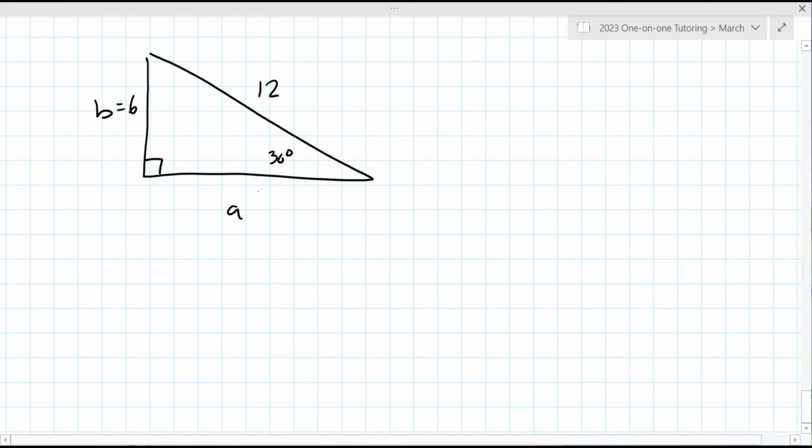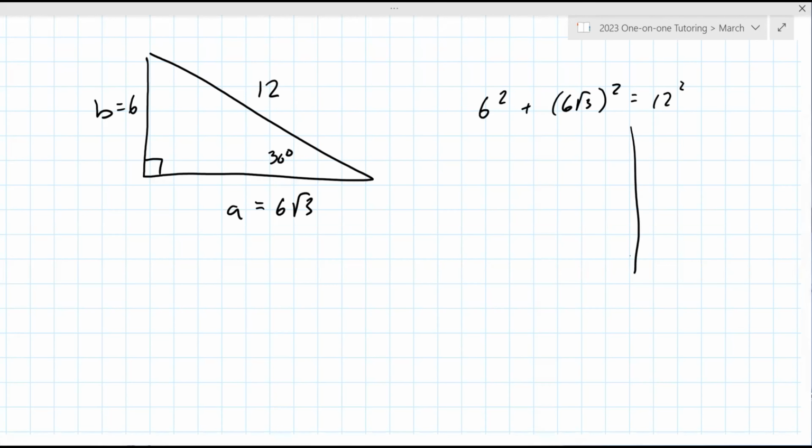So A equals 6 times the square root of 3. So is 6 squared plus 6 square root of 3 squared equal to 12 squared? Go ahead and verify that for us, please. 36 times 3. 36 times 3 equals 108. 36 plus 108. Okay. That equals 144. Good.